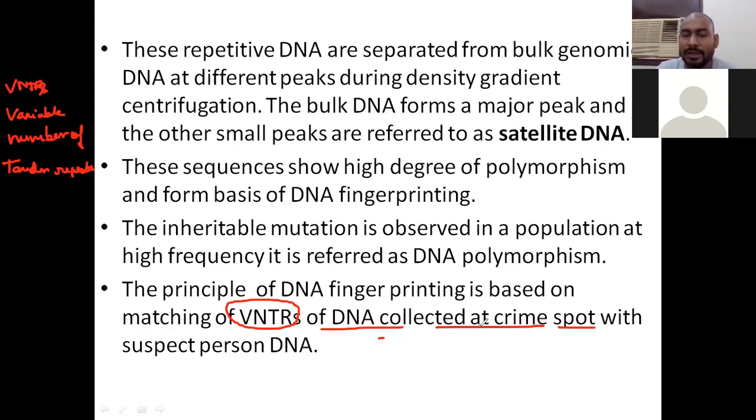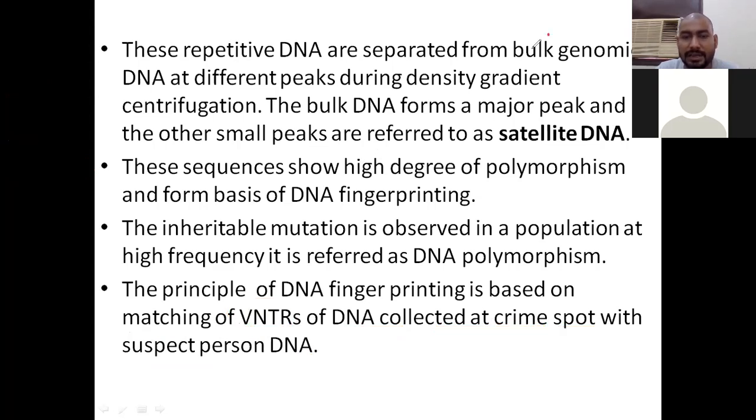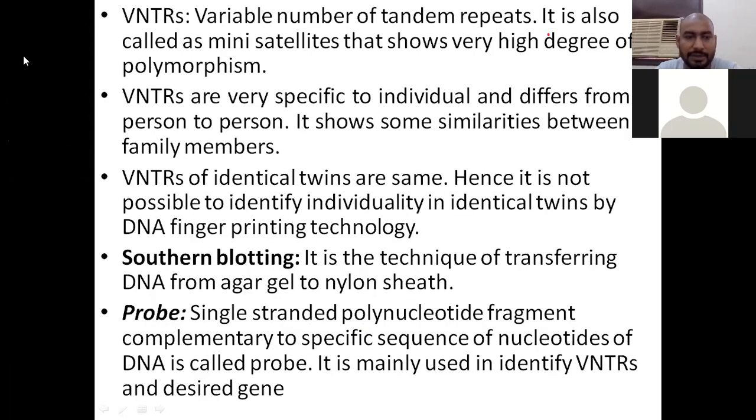They will not obtain the VNTR directly. So DNA collected at the crime spot is compared with the suspected person's DNA. They also have the suspected person's DNA. So VNTR is the principle of DNA fingerprinting. Now, what is this? This is the very important variable number of tandem repeats.